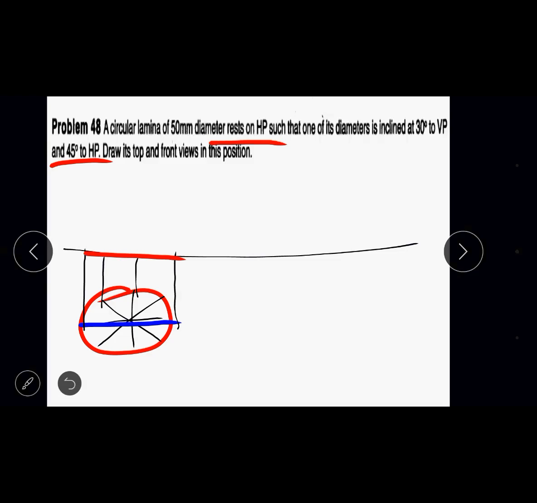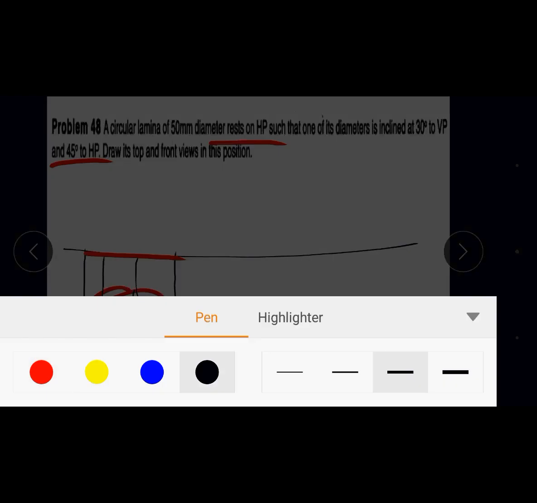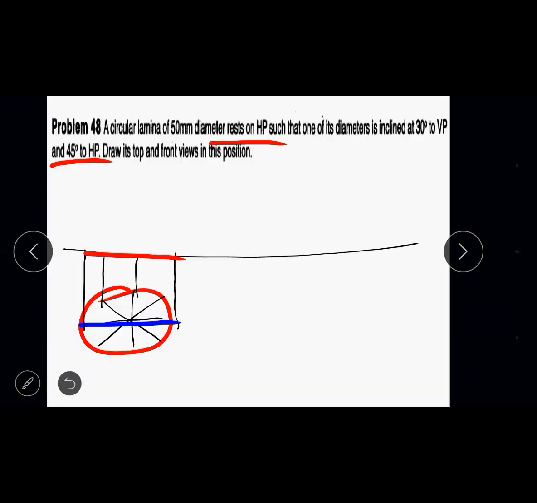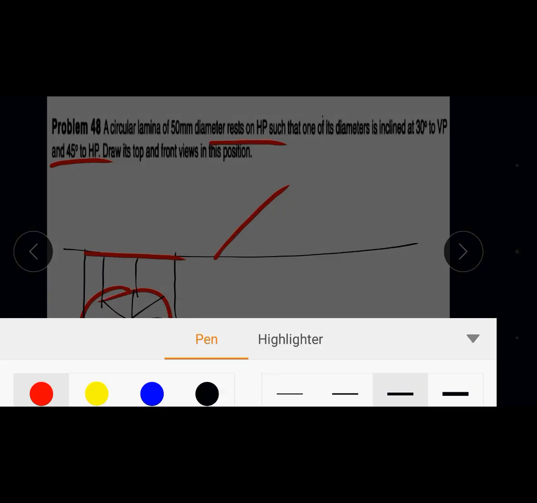Then in the next step, hold one end of the diametral line. Any one end you can hold. So hold this left end of the diametral line and tilt the circular lamina to 45 degrees to HP. The front view will be a 45 degree line, and then after that mark all the intermediate lines.